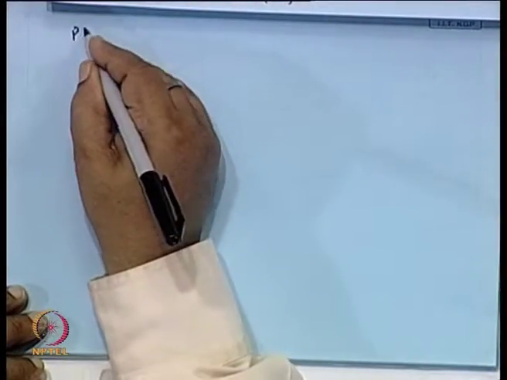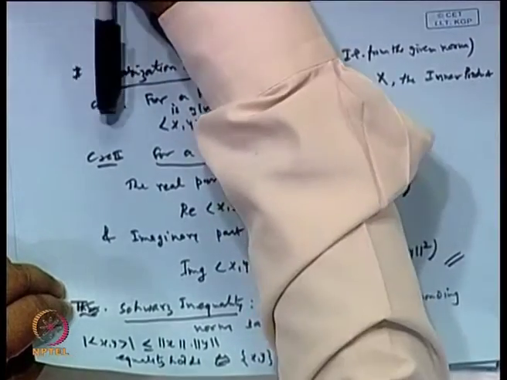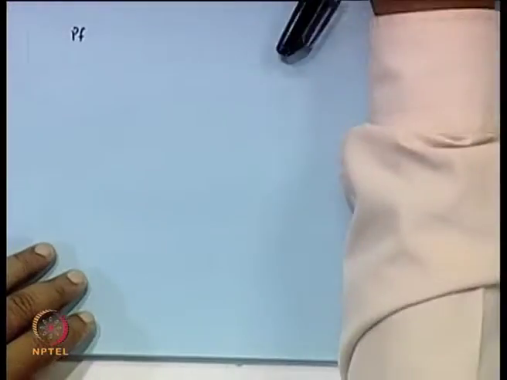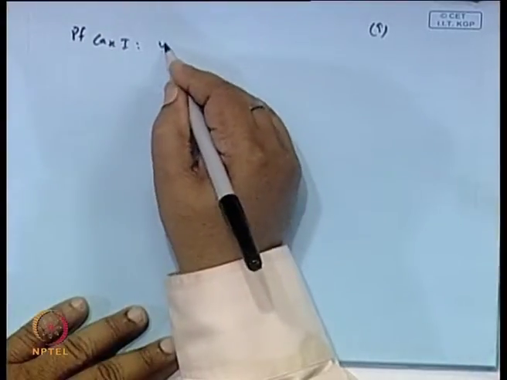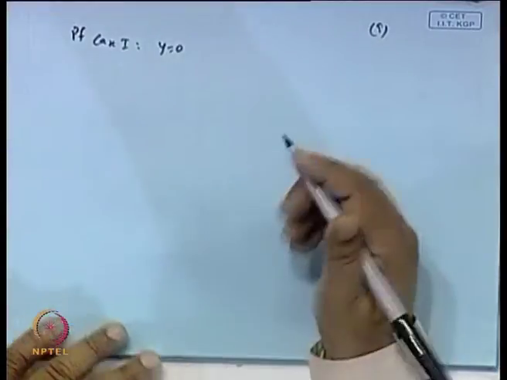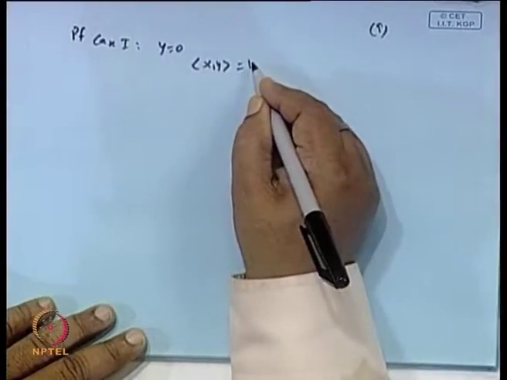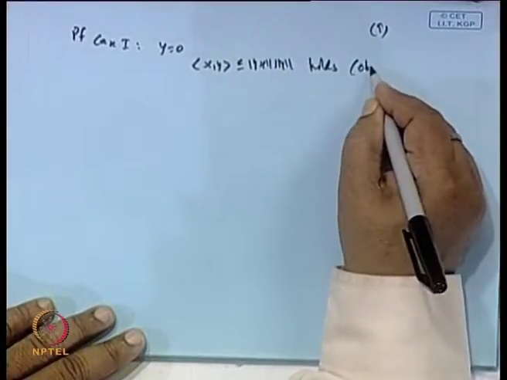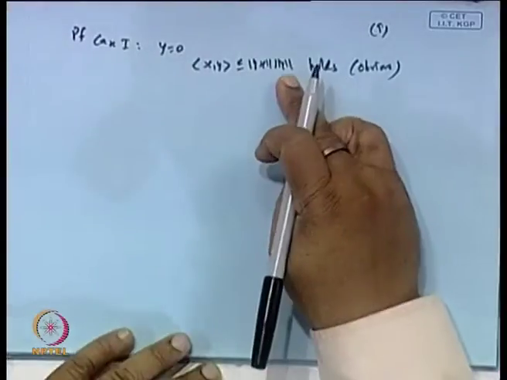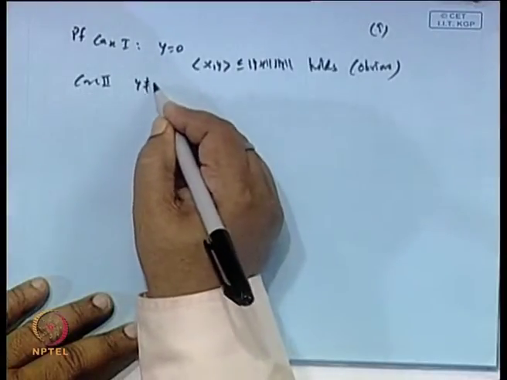The proof of this: first we are taking, suppose one of these terms is 0, suppose y is 0. Okay. Then obviously, this inner product of x, y less than or equal to norm of x, norm of y holds. Is it okay or not? Because 0, it is 0. So, nothing.